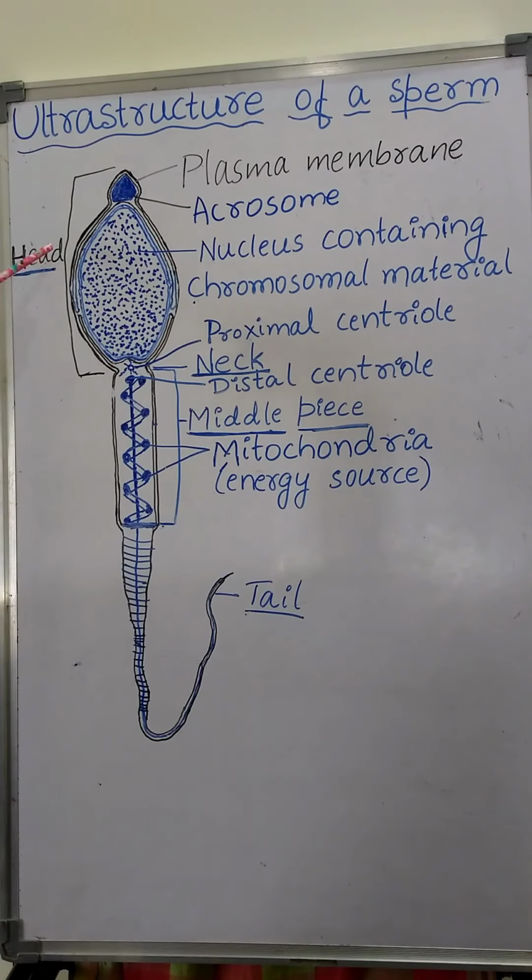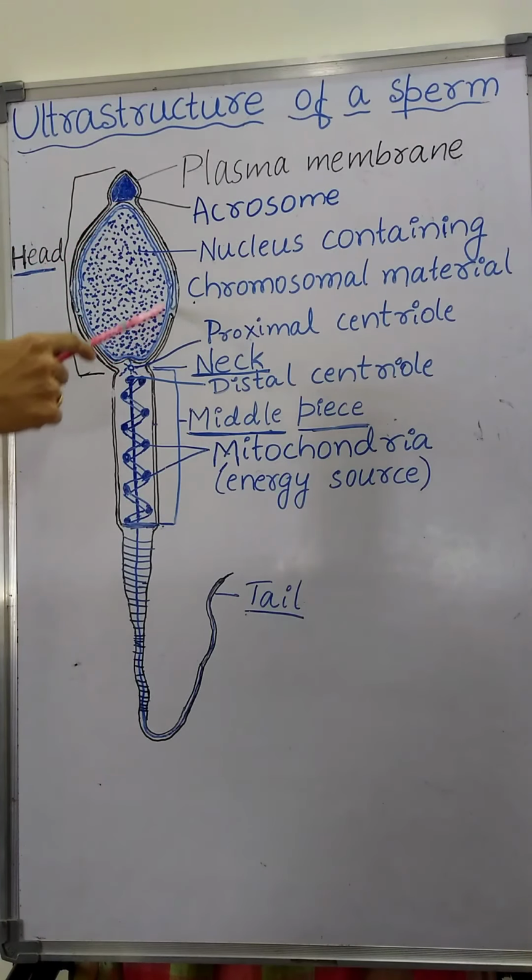First, let us discuss the head of the sperm. The head is slightly flattened and pear-shaped. It contains an elongated haploid nucleus. This is the nucleus. This nucleus contains a haploid set of paternal chromosomes.